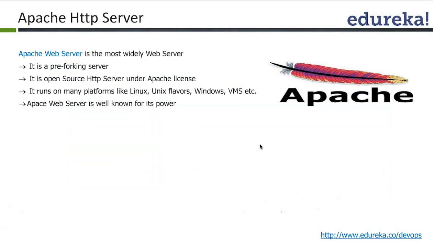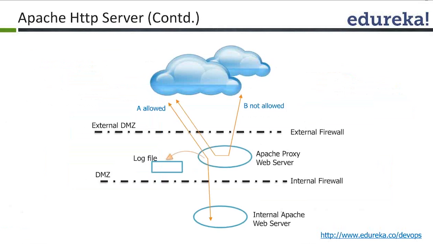Okay, so as I said, it's the most widely used. It's open source. Every flavor of Unix actually has its own. So you might have heard sometimes there's an IBM HTTP Server, Oracle HTTP Server. Now they are all Apache servers rebranded by these organizations. Basically, they're just using Apache as the server to do the services.